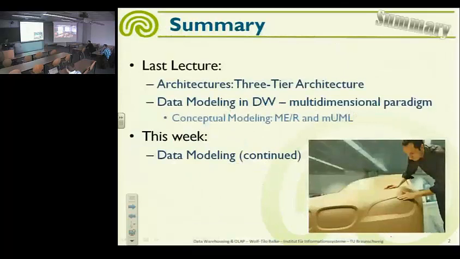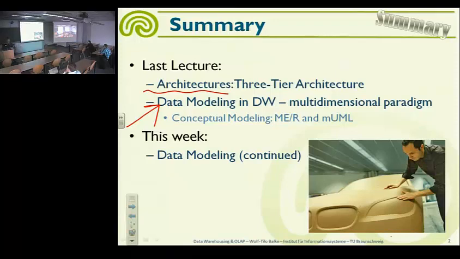And basically, last lecture, what we talked about was the architecture. We already started going deeper into data warehousing, and we talked about different types of architecture, three-tier architectures, vertical or horizontal, thin and thick clients. Towards the end of the lecture, we already started talking about data modeling, and we started with the conceptual modeling, which is the first step in modeling.